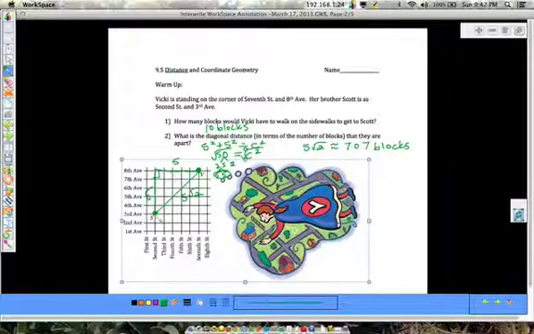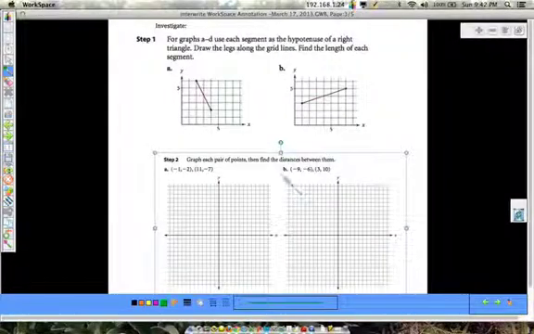So as you can see, when we're talking about trying to find distance between 2 points, we always want to find that shortest distance, a single line connecting the 2 points, and to do that, we can always create a right triangle. So we're going to continue on with the lesson. It says investigate. For graphs A through D, use each segment as the hypotenuse of a right triangle. Draw the legs along the grid line and find the length of each segment. So we are finding the distance between these 2 points.